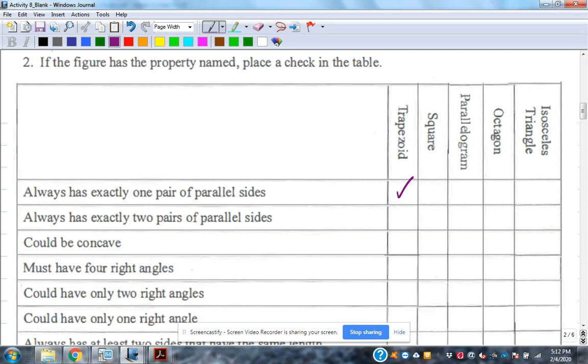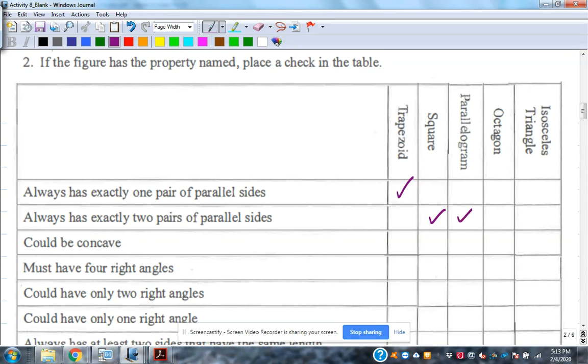Isosceles triangle. Do you ever have parallel sides with triangles? If you do, you're looking in a funny house mirror or something. That doesn't work. All right. Statement 2: always has exactly two pairs of parallel sides. So which ones can we put a check in? Square and parallelogram. The rest of them are no-nos.